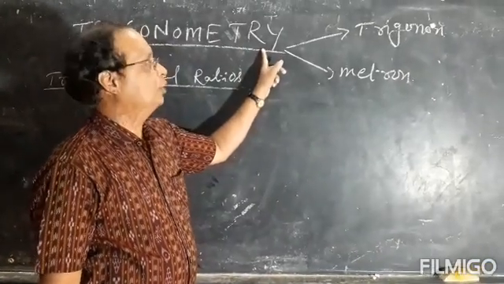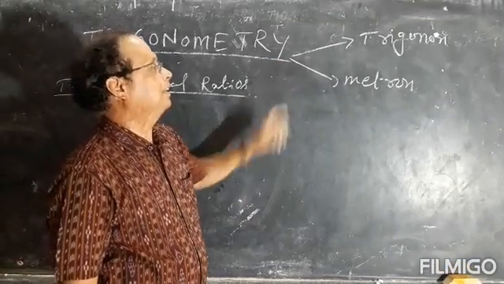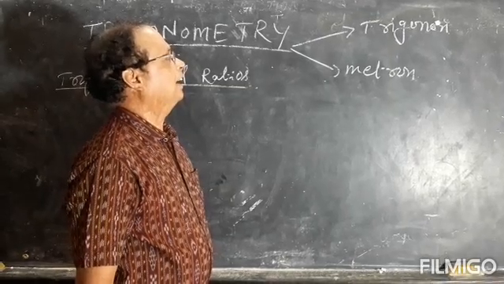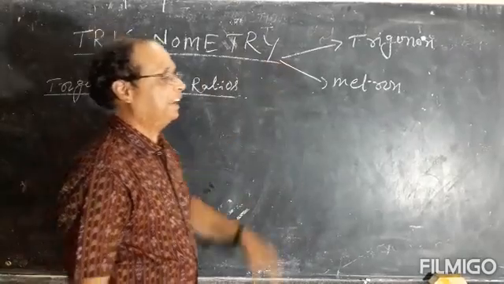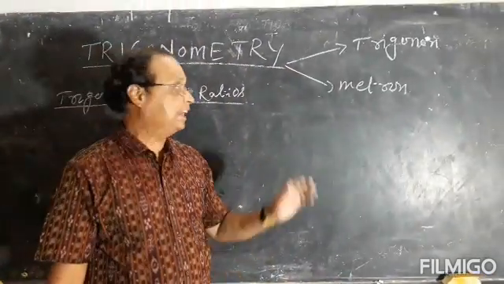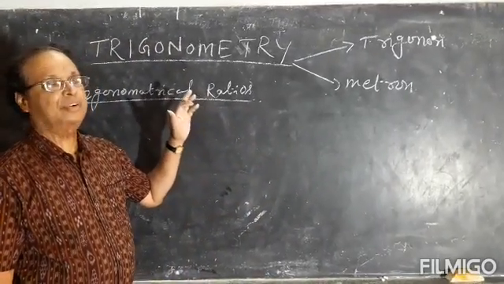That is, we can discuss the relation between the triangles and the angles of triangles, and between the angles and the sides of a triangle. In trigonometry, we will discuss the relation between the angles and sides of a triangle.